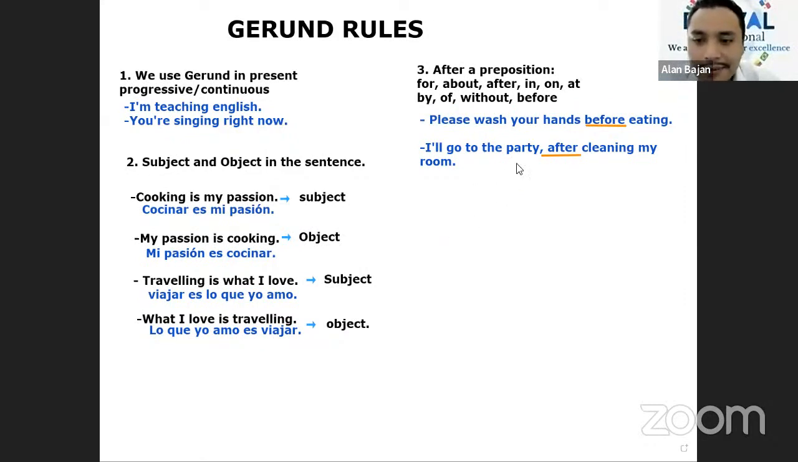Lo mismo Isa. I sleeping? No. ¿Dónde está la preposición ahí? After. El verbo tiene que ir después de after, no antes.